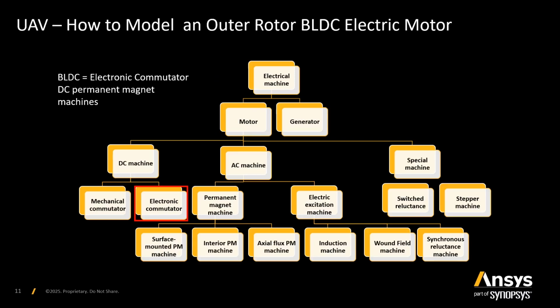So let's identify where this BLDC topology sits in the overall class of electrical machines. If we look at this standard classification, where we deal with motors and generators, both aspects can be encountered in an electrical machine. Then if we go to the class of DC machines, we can identify, highlighted in a red rectangle, the electronic commutator. So it's a DC machine, but with electronic commutation.